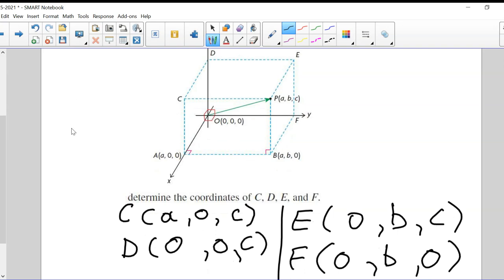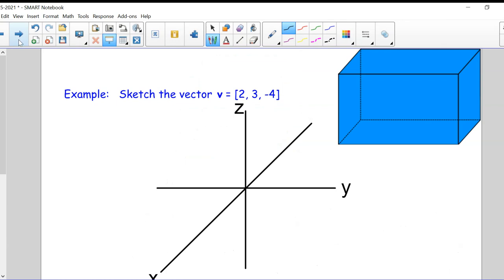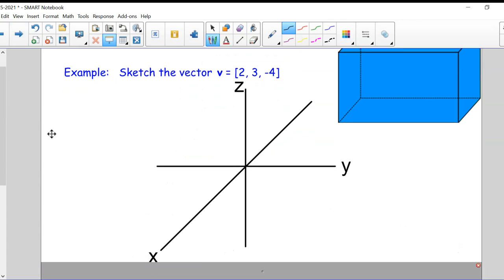All right, I'm going to move over to my next one now. Tomleo got that as well. And now the task is to sketch the vector 2, 3, -4. So the way I thought I would do this, hopefully for you to make sense of this.